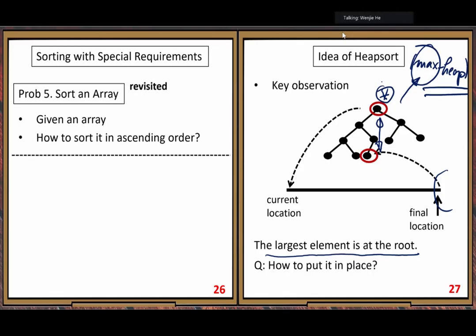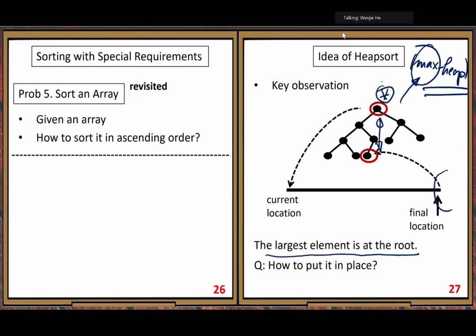For the worst case, because there are many different possible paths, when we estimate, we use the worst case. You need to follow one of the longest paths to fix the problem. After you fix it, you get a max heap again.